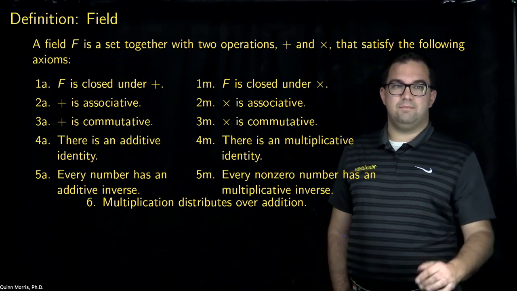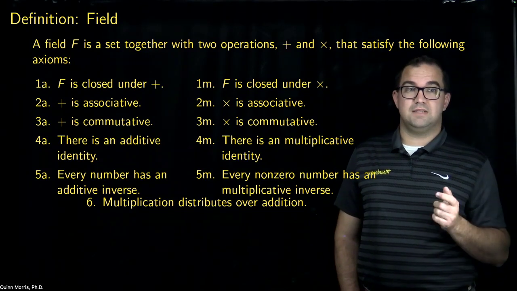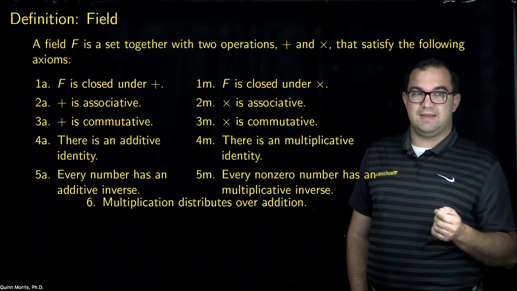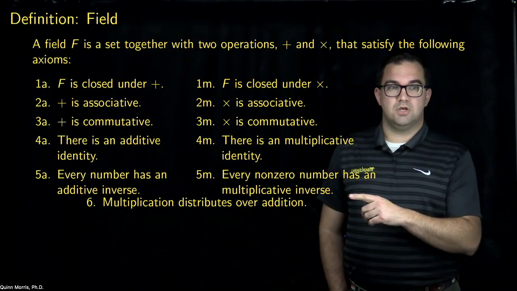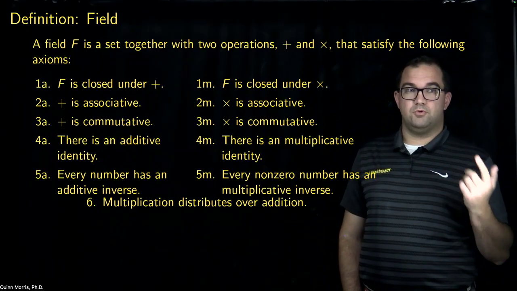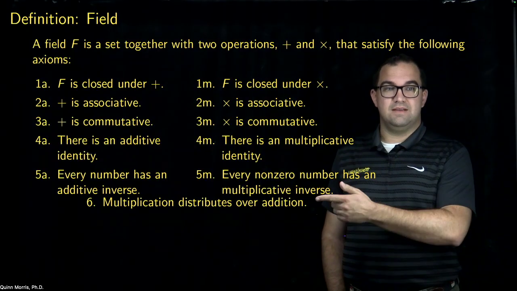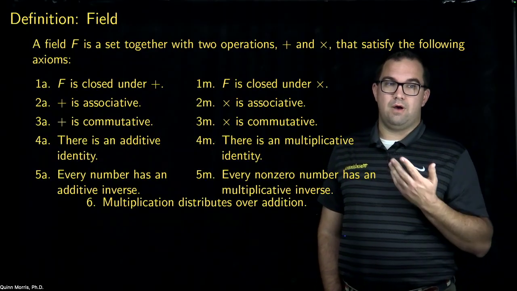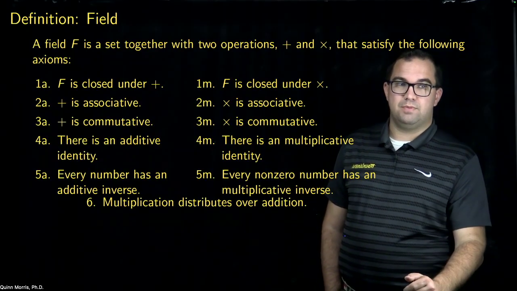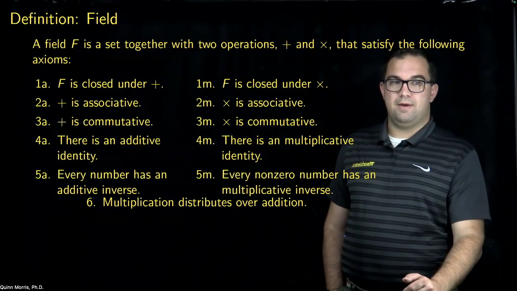And then 5M, there's a small stipulation here. Every non-zero number has a multiplicative inverse. So if I have the number 2, I also need 1/2 to be in my set, because 2 times 1/2 gives me 1. Zero obviously does not have a multiplicative inverse, so we don't need to worry about that.